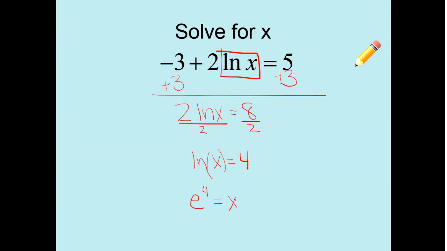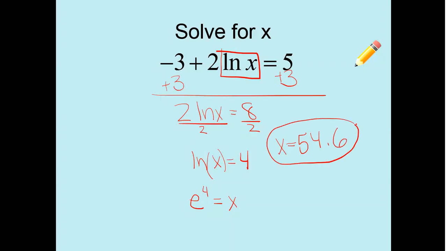Well, e to the 4th, that is a quick thing on the calculator. So go ahead and find that for me. What is e to the 4th? Go ahead and quickly type that into your calculator. You should get, I hope, about 54.6, roughly, right?